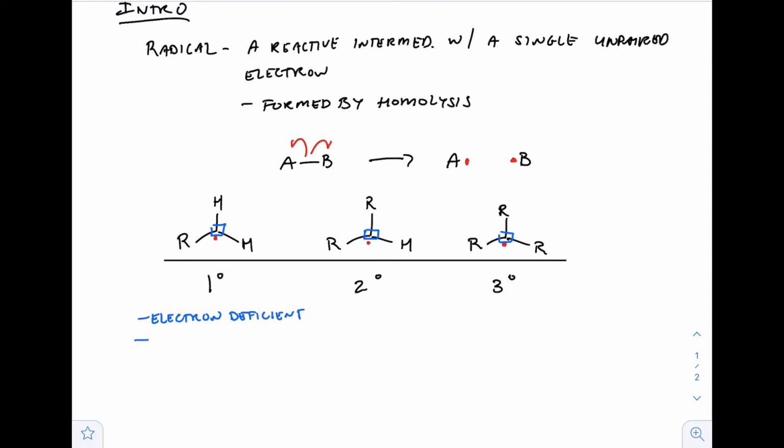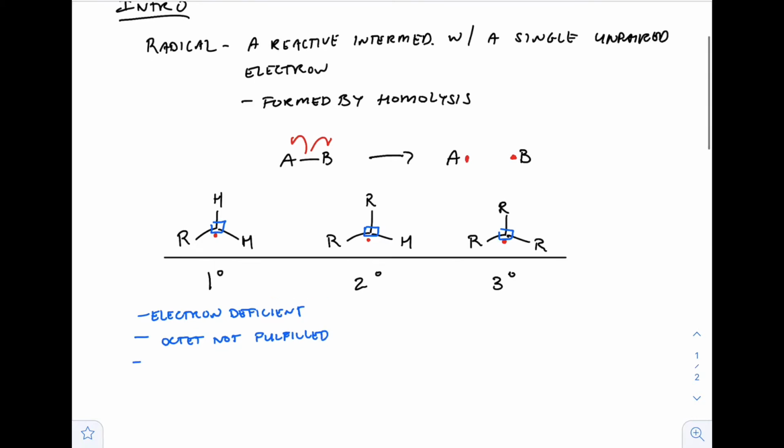But these carbons here, the ones that only have that single electron and three chemical bonds, are electron deficient, right? If you think about it, they do not have an octet. That octet is not fulfilled. It's got 7 electrons around it, right? And so that's why it would be considered electron deficient, okay? In addition to that, we would classify that carbon as sp2 hybridized, okay?